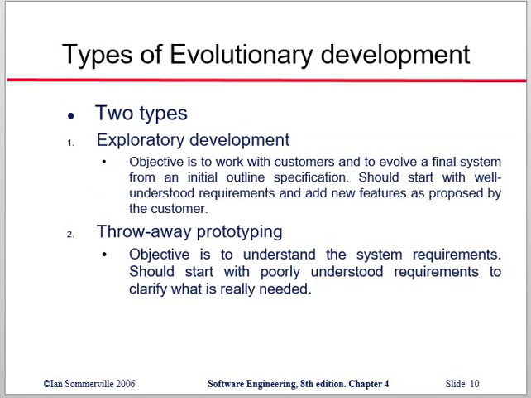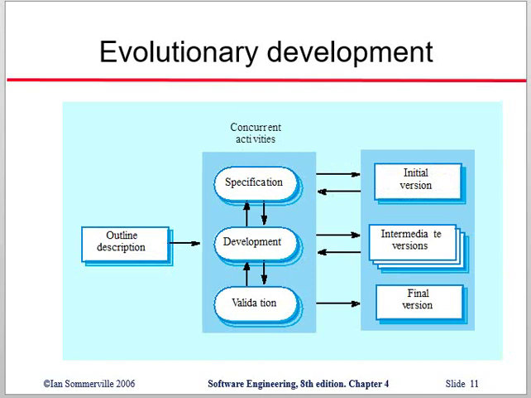In evolutionary development, we have two parts: exploratory development and throwaway prototyping. If we change the software, this is known as exploratory development, and the throwaway prototype means that first of all we need to create a prototype of the project, then we can change the project. In evolutionary development, we have this diagram.